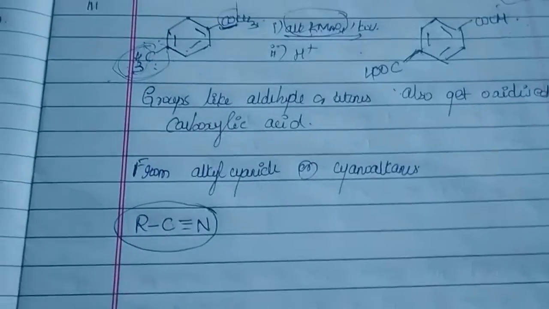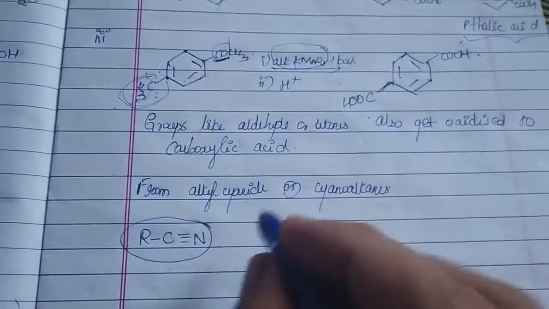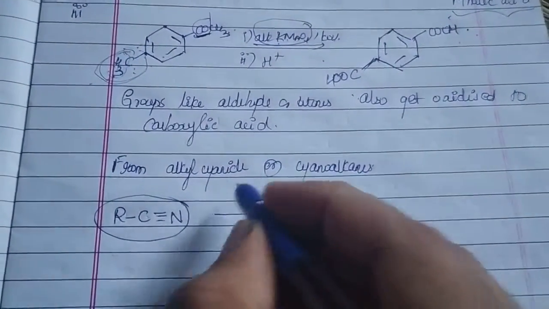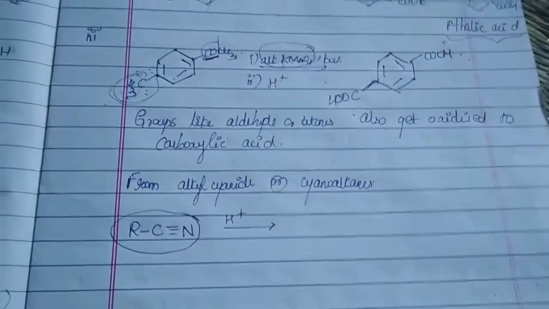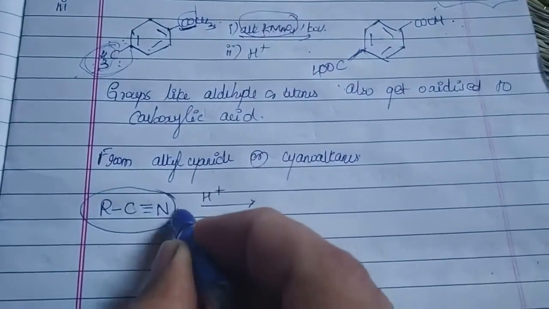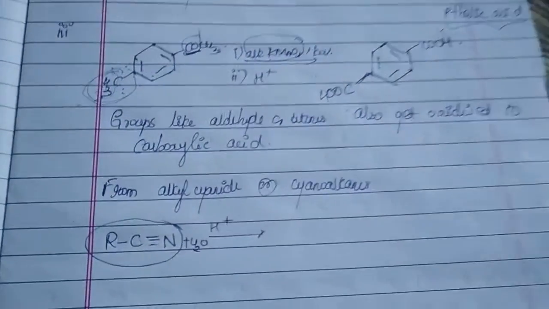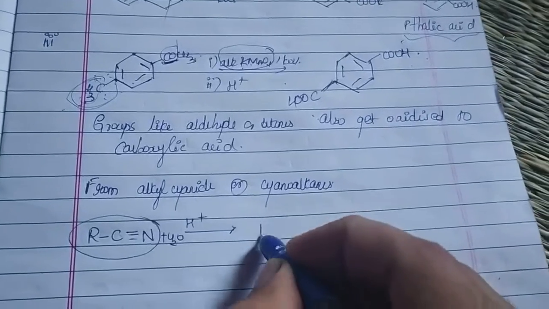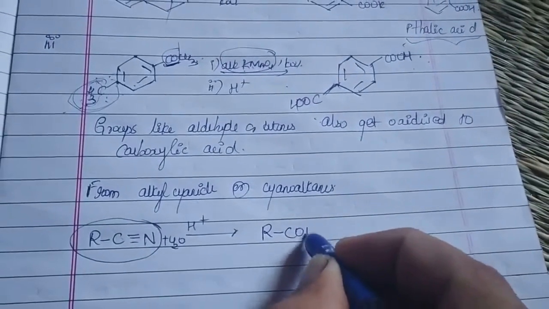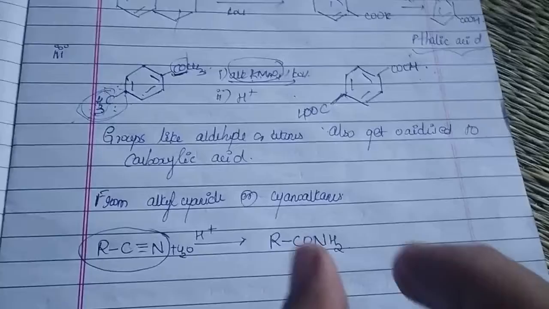What we are going to do? We are going to hydrolyze it with dilute hydrochloric acid, with dilute hydrochloric acid. That is, we are doing an acid hydrolysis. Okay. So first remember, you are going to get an amide, RCONH2. These products are very important.